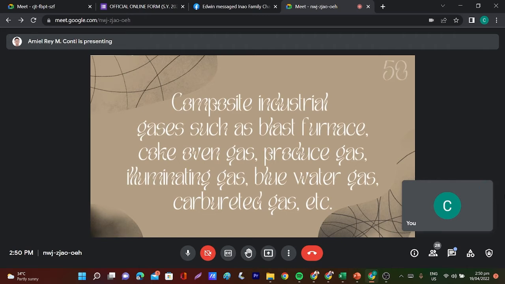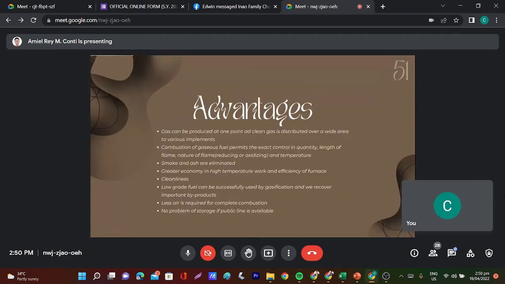Ang example ng mga gaseous fuel ay yung mga composite industrial gases. Ang example niyan is yung blast furnace, coke oven gas, producer's gas, blue water gas, and many other more. So to discuss yung advantages and disadvantages ng gaseous fuel, let's first start sa advantages niya. Gas can be produced at one point and clean gas is distributed over a wide area kung saan pwede siya magamit sa iba't ibang purposes.